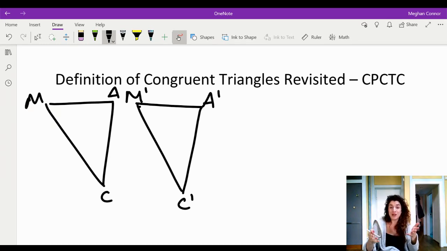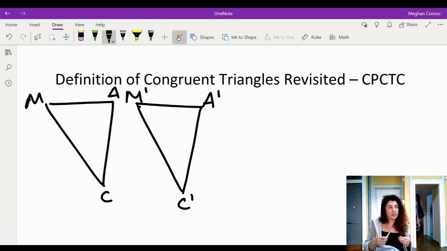I'm teaching you how to prove triangles are congruent, right? And the definition of congruent triangles is that all corresponding parts are equal. All corresponding side lengths are equal. All corresponding angle measurements are equal. It doesn't matter what orientation these triangles are in. As long as all of their parts are equal, then they must be congruent.